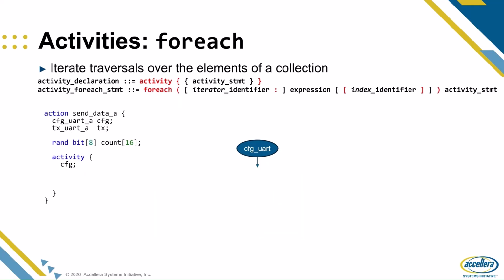For each iterates over the elements of a collection. Here we have a random array of 16 8-bit values, and the for each loop walks through j from 0 to 15, hitting each corresponding element of the array and assigning it to tx byte. We can also use an iterator identifier, in this case I, so it's more convenient to refer to each value as we go through the loop.